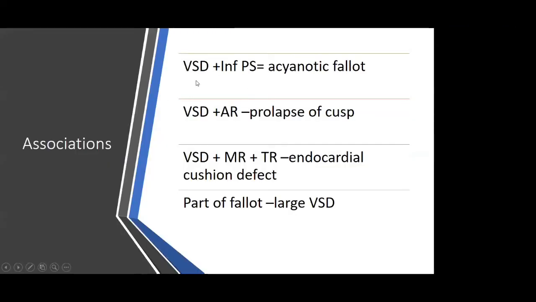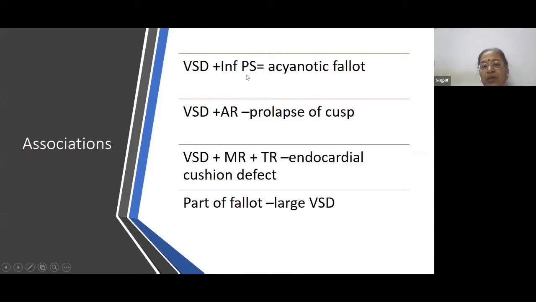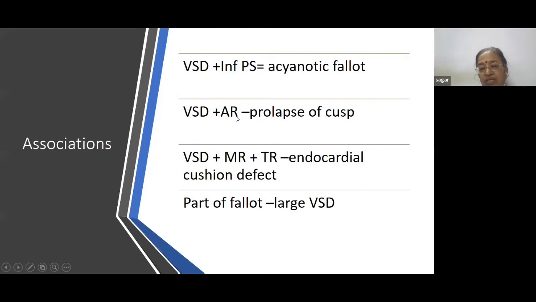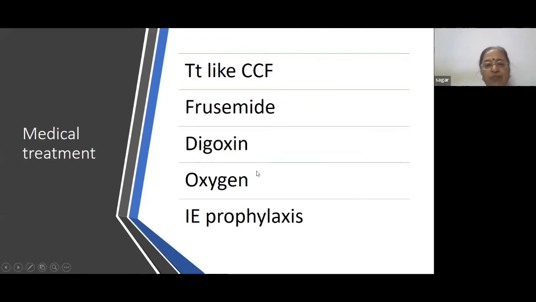What are the associations of a VSD? VSD with an infundibular PS is what we call an acyanotic Fallot, and this is the Fallot's anatomy, and that is why it's called acyanotic Fallot. VSD with AR is prolapse of the cusp, especially in an infundibular VSD. VSD with MR and TR is an endocardial cushion defect, and as part of Fallot, you can get a large non-restrictive VSD. So many associations can come with a VSD, some of which I have put up here.